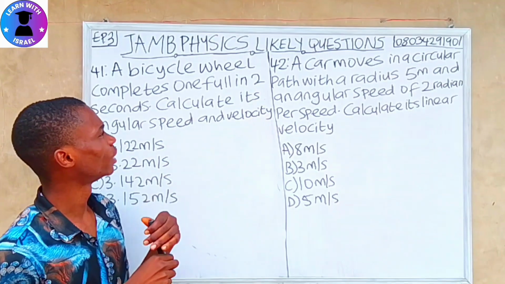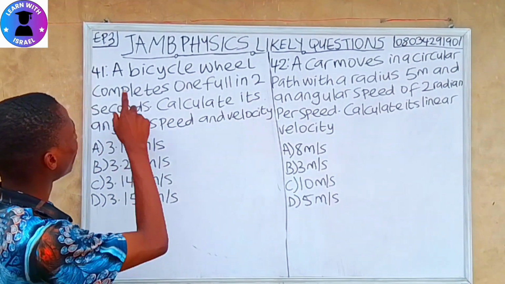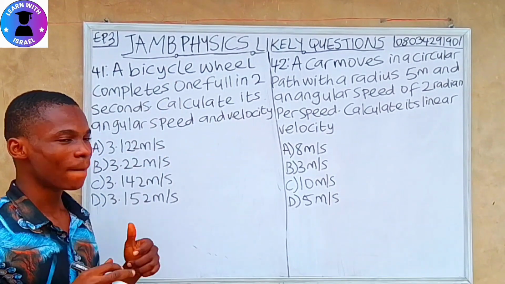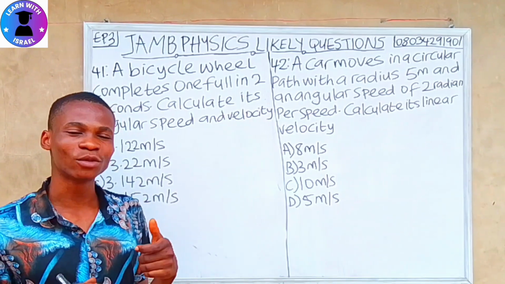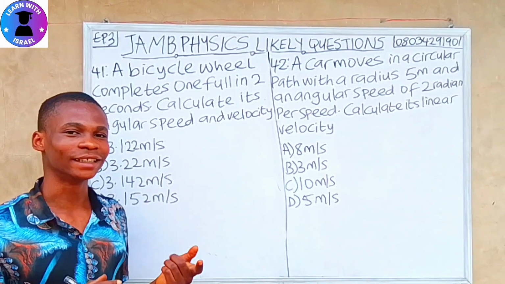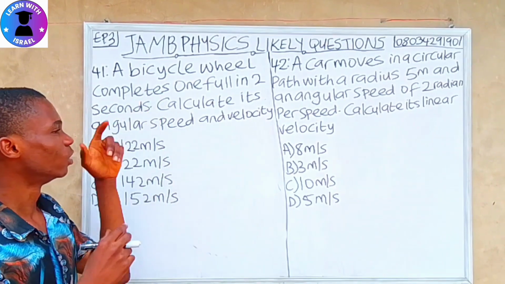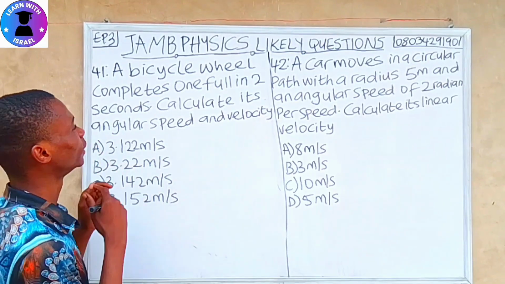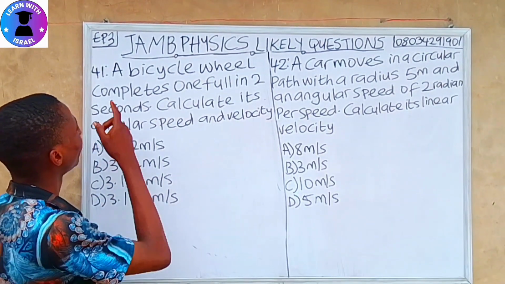So back to the question. A bicycle, it is not "bicycle". "Bicycle" is in Nigerian English. It is pronounced as bicycle. Well, this is not English. Let's dive into it.